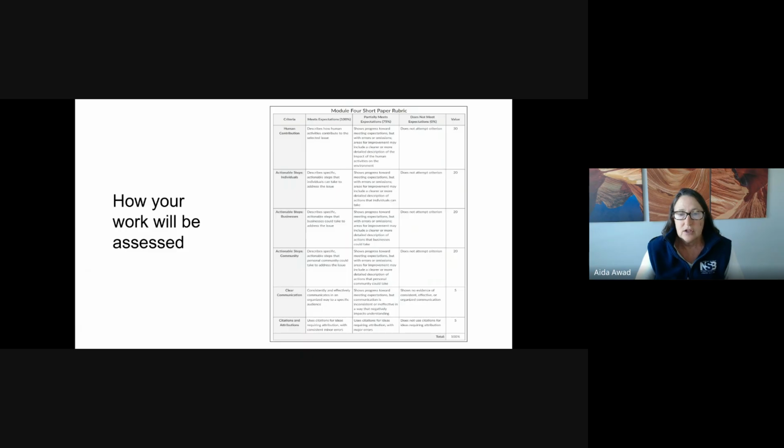And then finally, clear communication. Is your short paper clear and concise? Is it easy for the reader to follow? And does the reader understand the real purpose of your writing? And then did you cite the sources when needed? Remember, if you have questions about when and how to cite your sources, you can reach out to me, or the Shapiro Library has a really great page on citing.